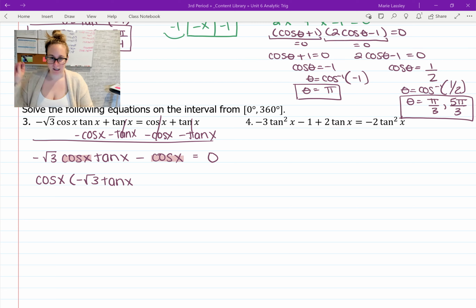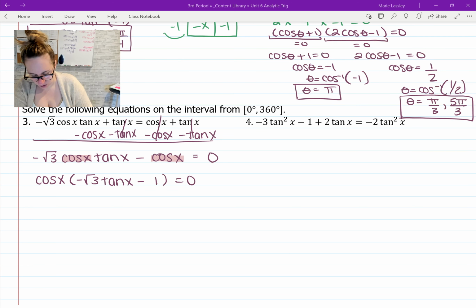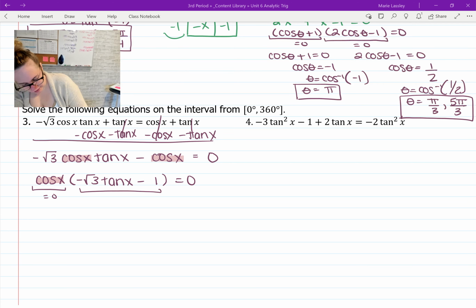So cosine x pulled out, right? We GCF'd it, took out a greatest common factor. All right, and now we have our trig functions separate. So at this point, we can set each piece equal to 0 and solve. So we have cosine x equals 0, and then we have negative square root of 3 tangent x minus 1 equals 0. For that first piece, we are just going to take the inverse cosine of both sides.